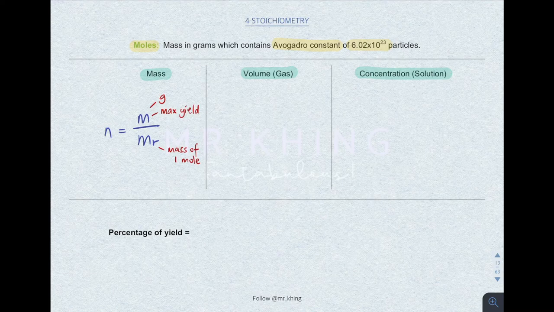Next, in terms of volume. This formula is only applicable for volumes of gas, only for gas, with the formula of number of moles equals volume over 24 dm³. 24 dm³ is the constant, it is always 24 dm³. The unit for volume must be in dm³. Most of the time in the exam, the volume given is often in cm³. From cm³ to dm³, it is always divided by 1000.